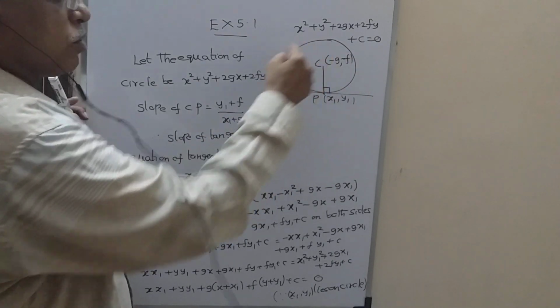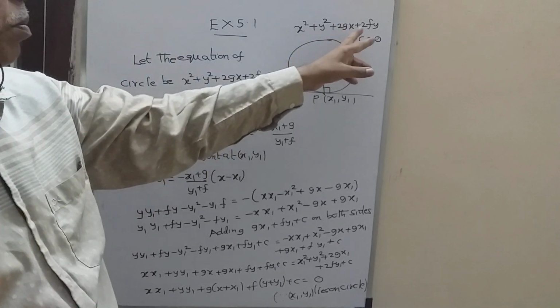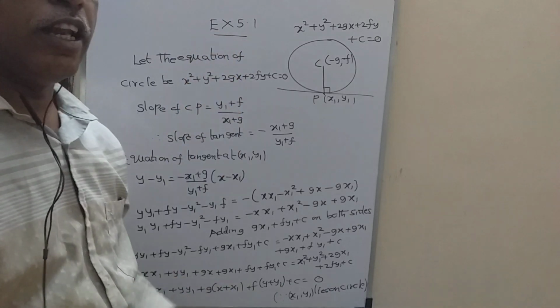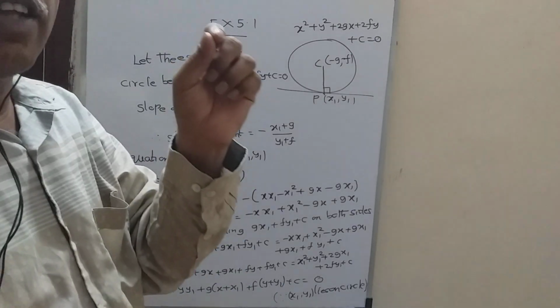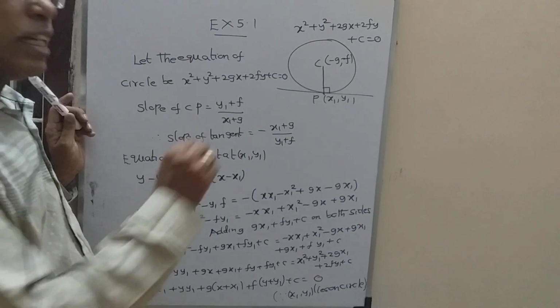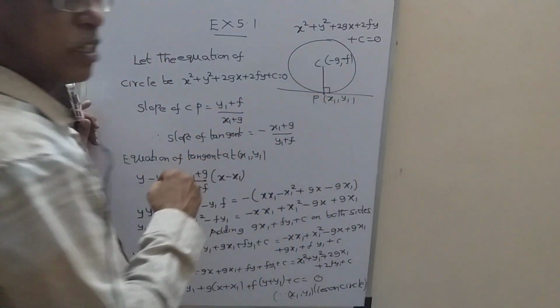Okay, suppose this is the given circle. This is the general form of the circle, known as x square plus y square plus 2gx plus 2fy plus c is equal to 0. For this circle, I want to find the equation of the tangent, students. What is a tangent first of all? A tangent is a line which touches the circle at only one point.